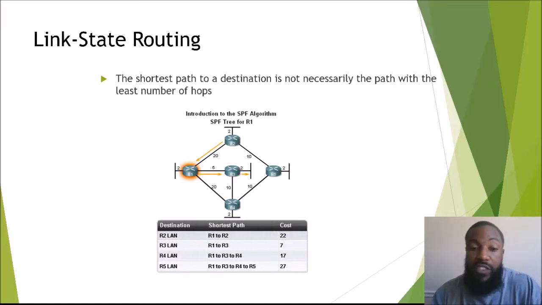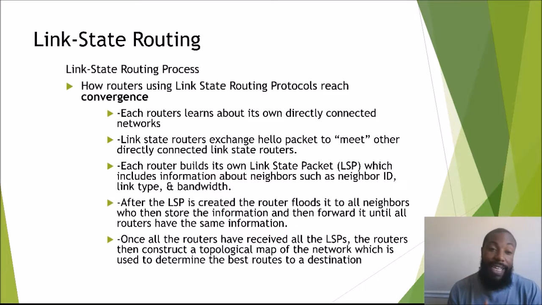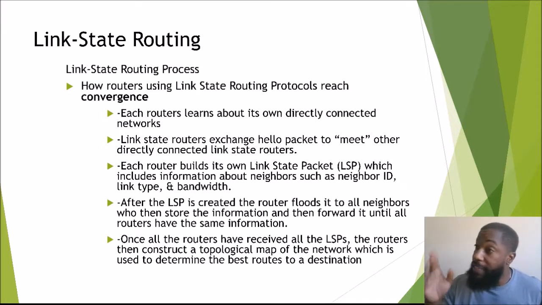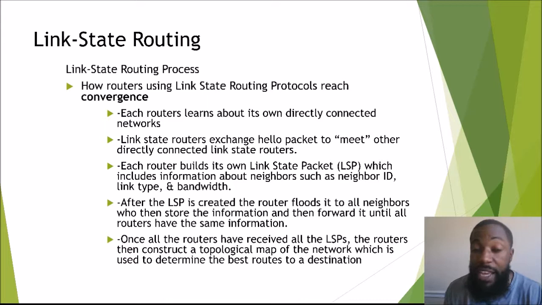So you want to pause this, freeze frame it to kind of look at it. I'm not going to explain, but this is just in simpler terms the SPF algorithm. The link state routing process. This is how routers use link state routing protocols to reach convergence. We talked about what convergence was in the last video. Convergence is when all routers have all the paths to get somewhere, basically. That's when you consider a network converged, because it has all the ways to get somewhere.